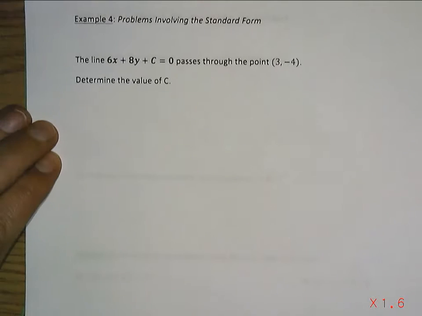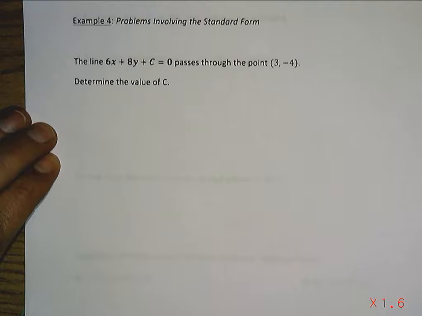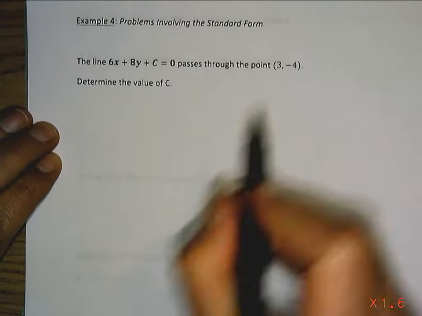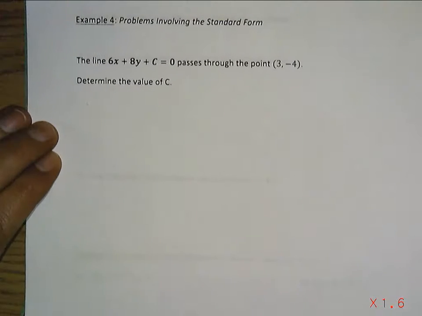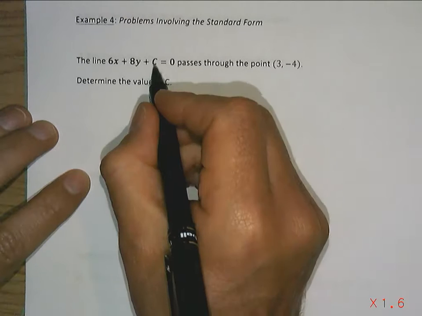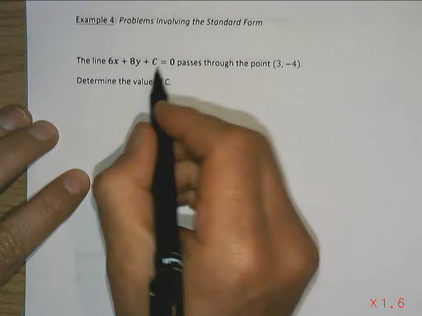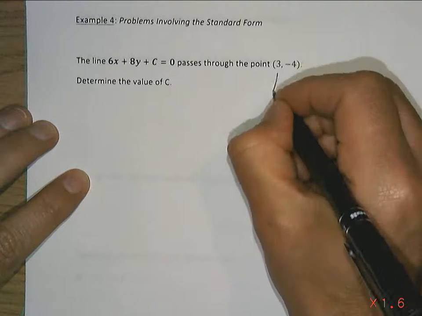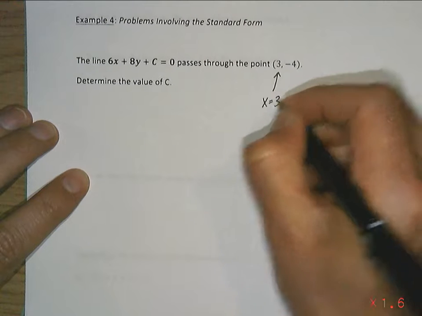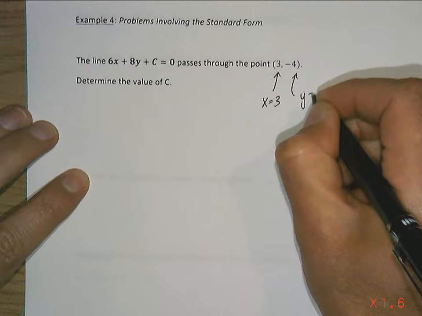Okay, let's do the last example. Example 4. The line 6x plus 8y plus c equals 0 passes through this point. Oh, this is neat. Determine the value of c. Okay, so we've sort of touched on this already. If this point lies on this line, then it must satisfy this equation, meaning when x equals 3, y must equal negative 4.